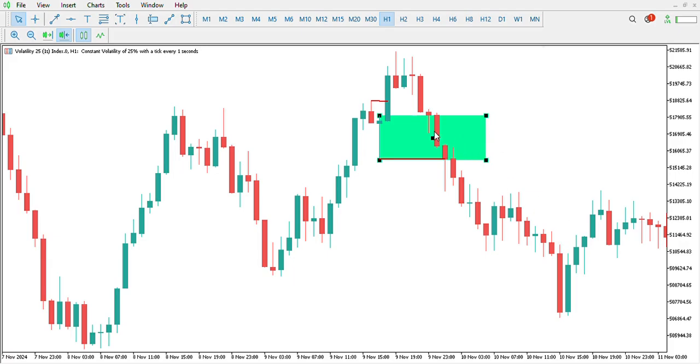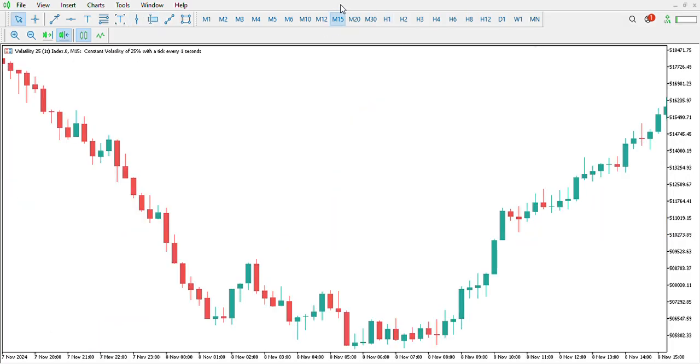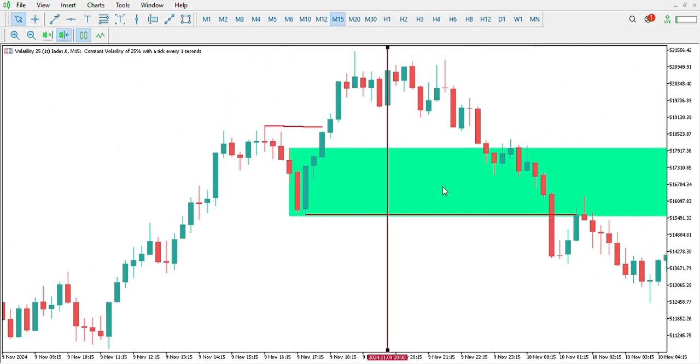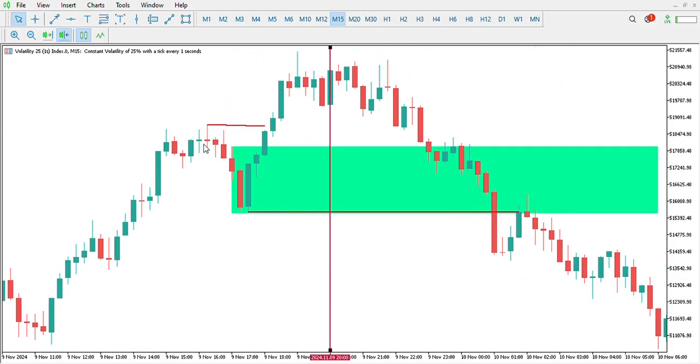So how can you wait? You can come back to the 15 minutes time frame and let me mark this point. So my breaker block is at that point here. Are you seeing this point now? Now look at the 15 minutes time frame. It broke this point and it has broken this point. It has broken that point. Are you seeing the point?